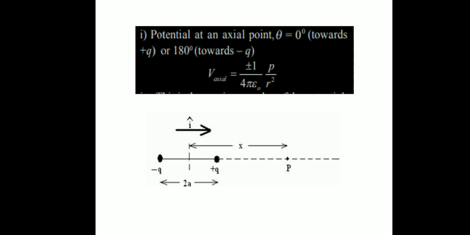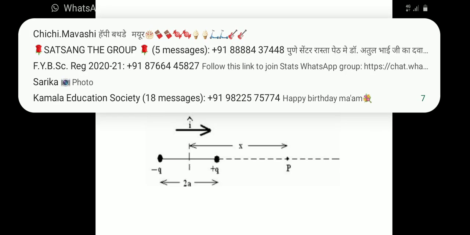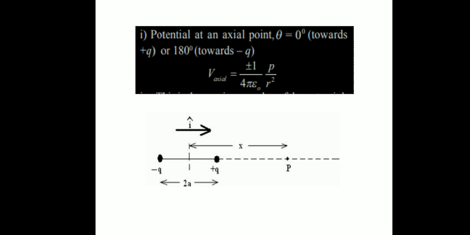Put cos 0 equal to 1. So we get V axial equal to 1 upon 4 pi epsilon 0 P divided by R square, because the cos 0 value is 1.